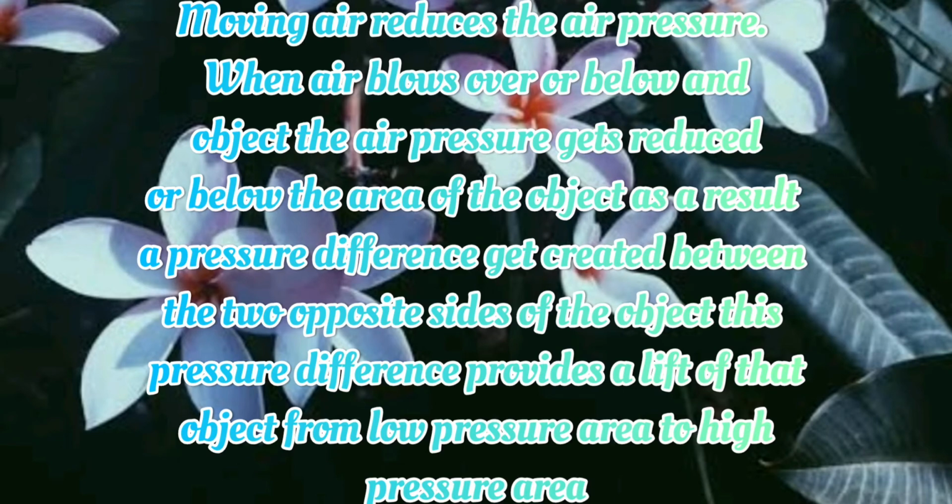Next, our topic is moving air and lift. Moving air reduces the air pressure. When air blows over or below an object, the air pressure gets reduced over or below the area of that object. As a result, a pressure difference gets created between the two opposite sides of the object. This pressure difference provides a lift and moves the object from the high pressure area to the low pressure area.